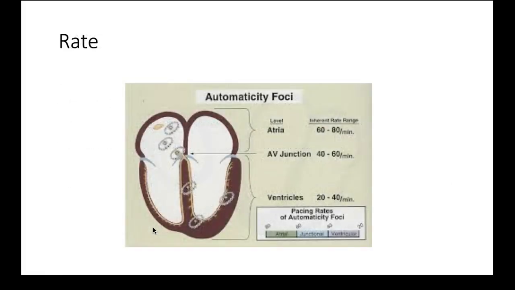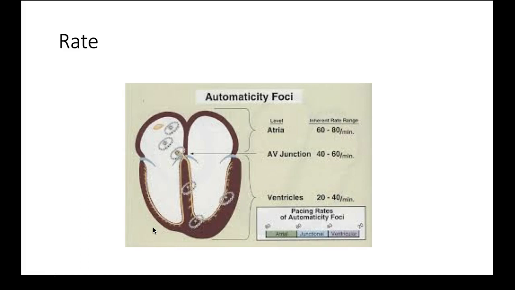So if you look at this picture, it's showing you we have our SA node at the top, but sometimes other foci may kick in in the atrium. And this may keep our rate at 60 to 100, or usually about 60 to 80, but you'll see that the P wave looks different, or maybe the rate is a little bit different, and that clues you in that it's coming from another foci.